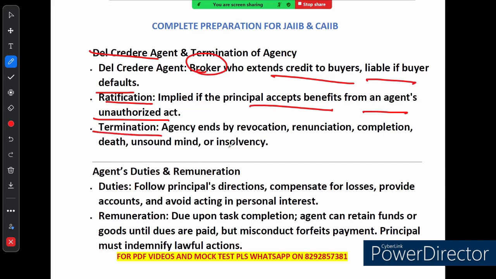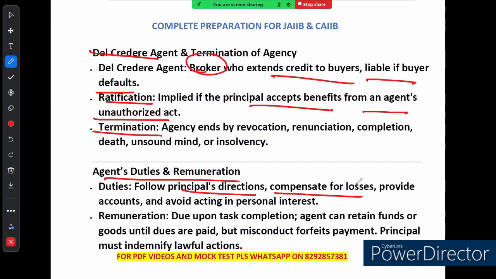Now if we talk about the termination of agency, it can happen in many ways, like if the task is completed, the agent or principal revokes the agreement, or in the case of death or insolvency. So in that case the agency is terminated. Now let's talk about the agent's duty and remuneration. An agent must follow the principal's instruction and cover any loss, like in the case of the agent-principal relationship I've just told you. In the case of your remittance, the bank is remitting on your behalf, so the bank is acting like an agent and you are the principal. Already we have covered the del credere agent, a broker who extends credit to the buyer and is liable if the buyer defaults. Ratification we have discussed, where the principal accepts the benefit from an agent's unauthorized act.